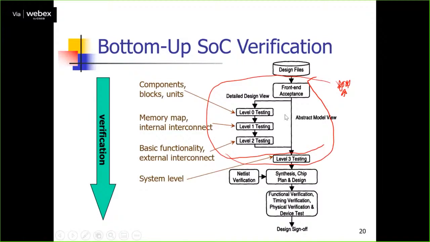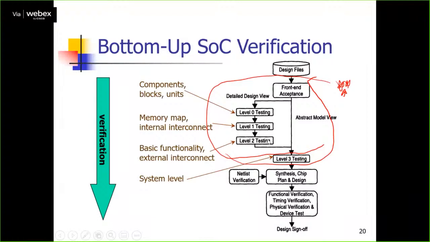We have n number of design files, looks at a component, looks at blocks, looks at a unit. So we will do the front end acceptance. We will take that to different levels of testing or verification, or goes with an abstract model view testing. In a detailed design view, we will look at level 0 where your components, blocks, units will be tested, and then go to level 1 testing where your memory map and internal interconnects will be tested. In level 2, you will go with the basic functionality and external interconnect to be tested.